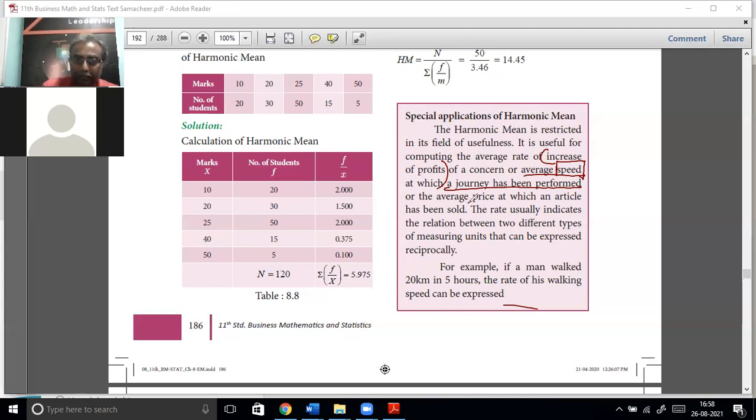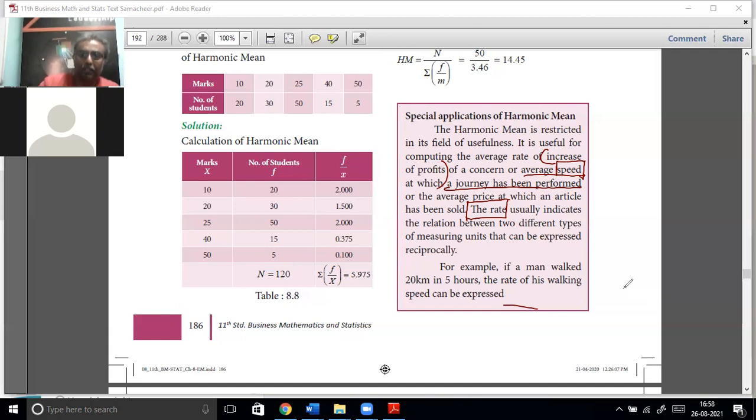Not the rate of change of the values of population. That is geometric mean. Why geometric mean? Because population increases geometrically. That is why you use geometric mean there. Here you use harmonic mean. This rate means speed rate, profit rates, that are all changing. There you find harmonic mean.